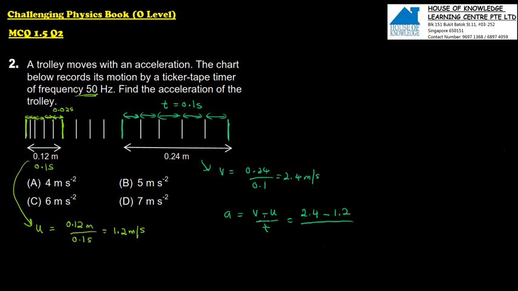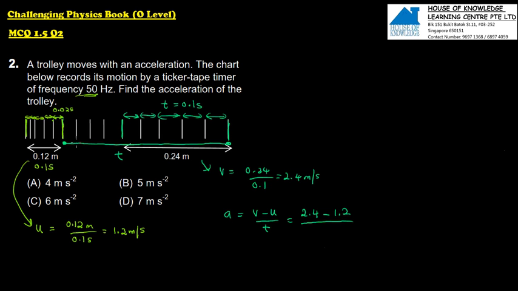What about the t? t is the time taken. This is the first segment, right? This is the initial part of the first segment. This is the final part of the first segment. This is the initial part of the second segment. This is the final part of the second segment. So we need to find the time from the final part of the first segment to the final part of the second segment. This is the time in which the trolley moves.